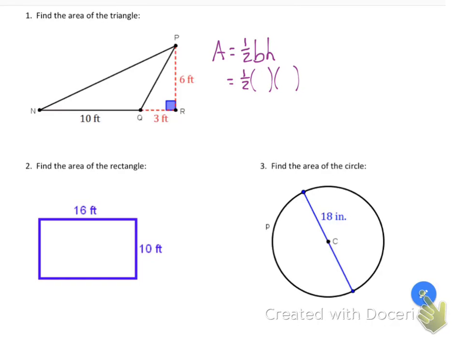1/2 is 1/2. What's B? What's base again? 10. What's your height? 6. What's 6 times 10? Times 1/2. The units on this thing? And it's feet squared because we're talking about area. Guys, could we have also done 1/2 times 10? It's 5, and 5 times 6 is 30. I do believe that's the associative property. I can use them in any order I would like.